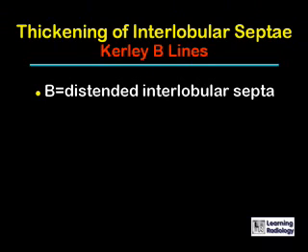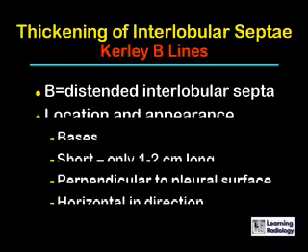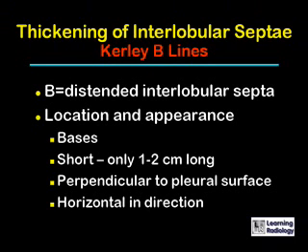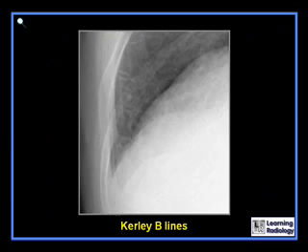Curly B lines are distended interlobular septi. They are usually found at the bases. They are short lines. They're only about 1 or 2 centimeters in length. They are perpendicular to the pleural surface. They frequently touch the pleural surface. Therefore, they're horizontal in direction.